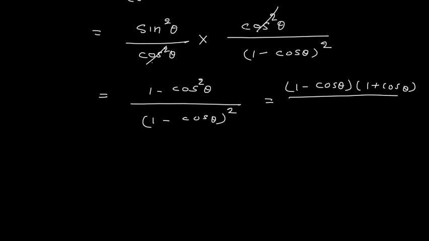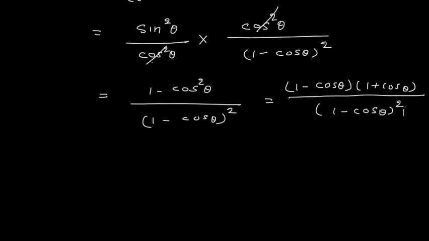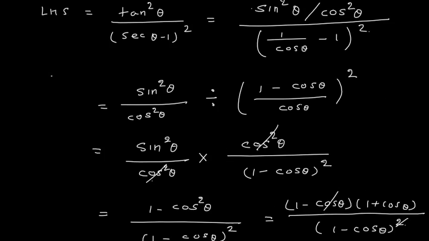Now why are we applying the identity here? The right hand side, what you have to prove, you have to keep in mind. You have to prove that this is 1 plus cos theta upon 1 minus cos theta. So now see here, this 1 minus cos theta and this one power will cancel, and you will get 1 plus cos theta divided by 1 minus cos theta, and this is your right hand side. This is what you have to prove. Done? Okay.